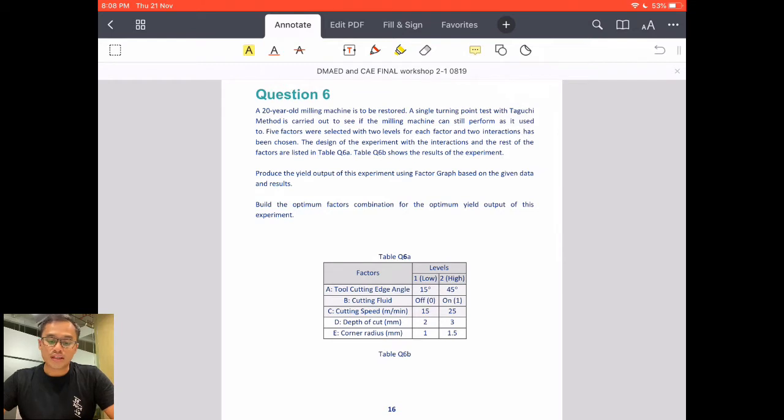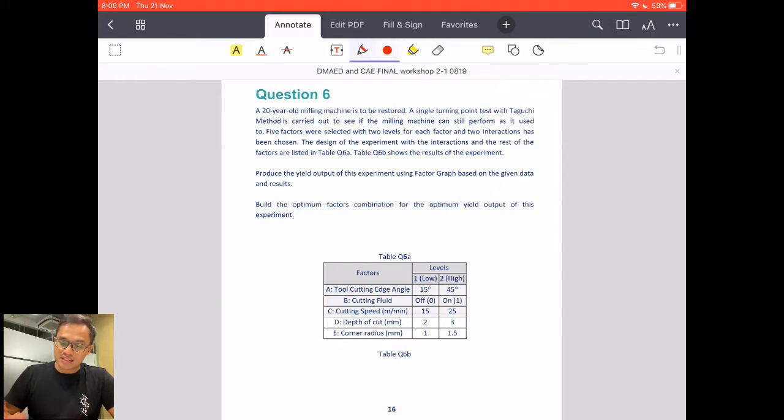Now this one, as you can see on your screen, is question 6. Question 6 deliberately says Taguchi method. So in the exam, if this comes out, I will say it is Taguchi method, so use Taguchi method calculation. I've also uploaded Taguchi method on Times. They're on YouTube as well. Right, so let's do this.